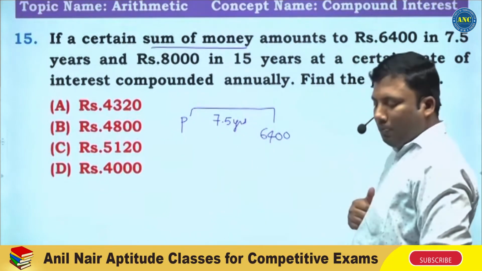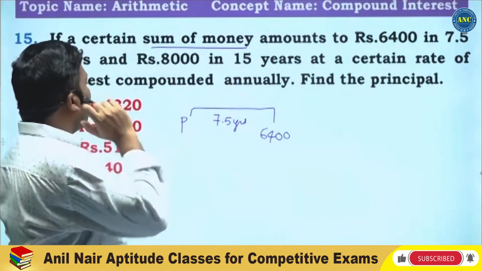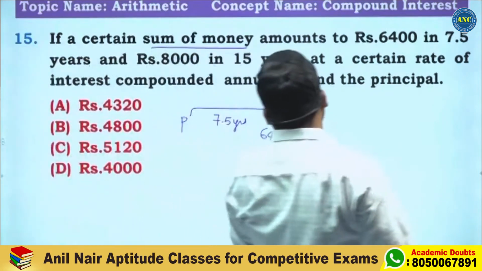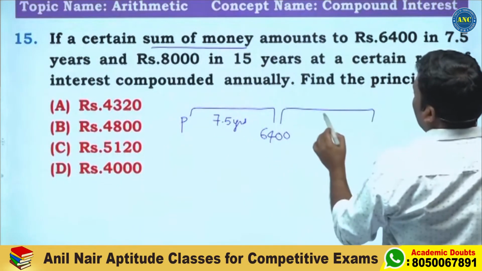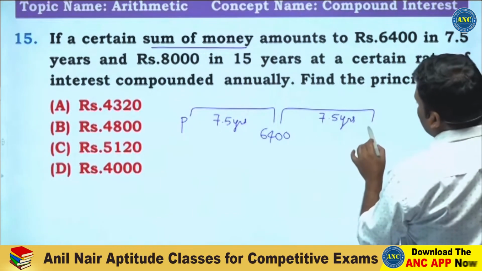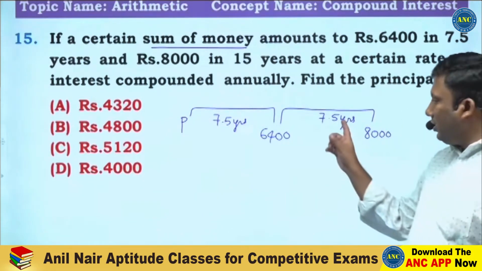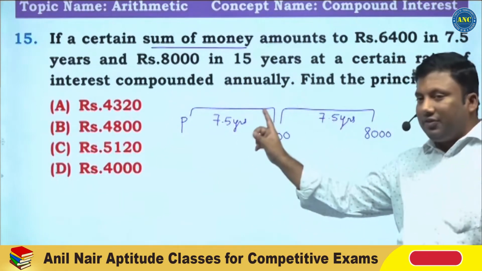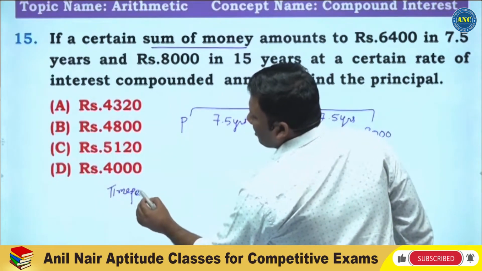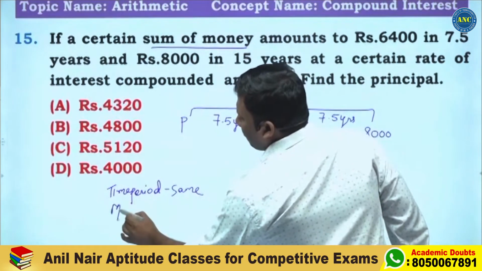If P is 1 rupee, 1 rupee is becoming 6,400 in 7.5 years, and it is becoming 8,000 in 15 years. 7.5 years is over; if I take the next 7.5 years, totally 15 years I will get. How much is it becoming? 8,000. The time period is the same. If the time period is the same, please write down that point, sir, the multiplication factor will also be the same.